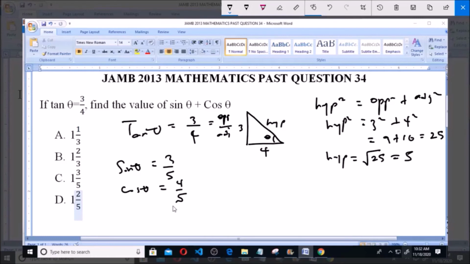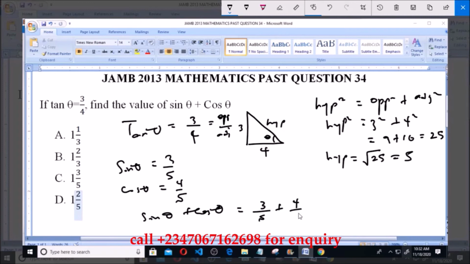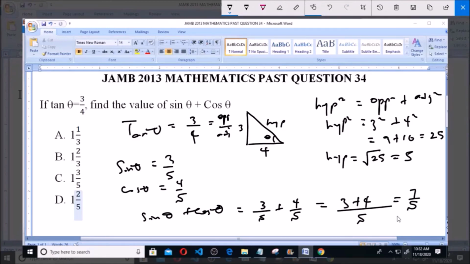So sin theta plus cos theta is equal to 3 over 5 plus 4 over 5. Now that is equal to, since they have the same LCM, 5 into 5, 1 times 3 will give us 3, then 5 into 5, 1 times 4 will give us what? 4. So this is equal to 7 over 5, and 7 over 5 is the same as saying 1 whole number 2 over 5, and that is option D.